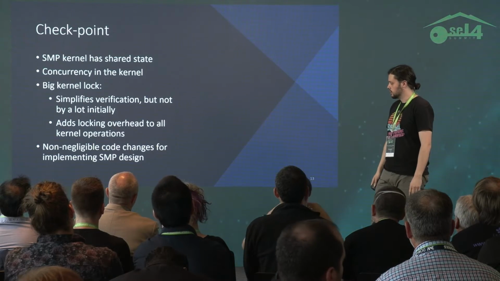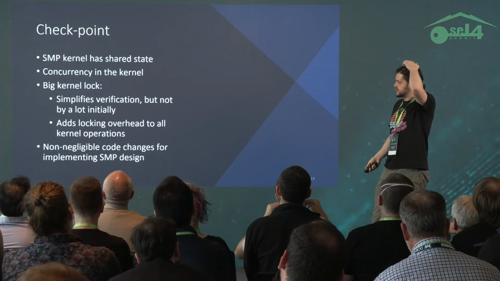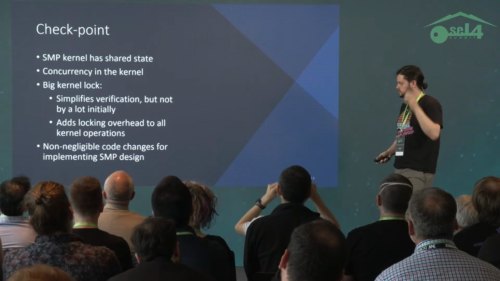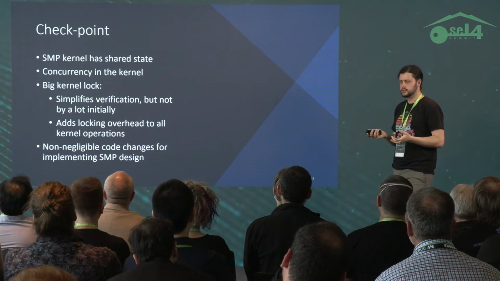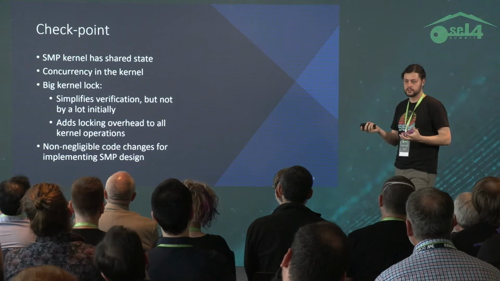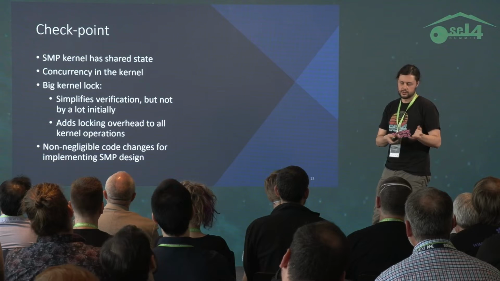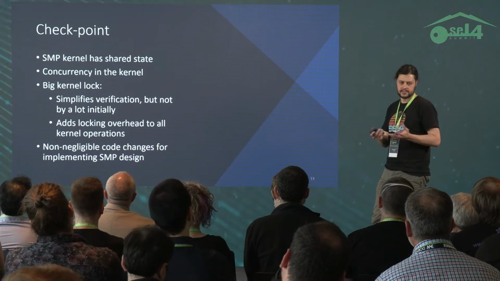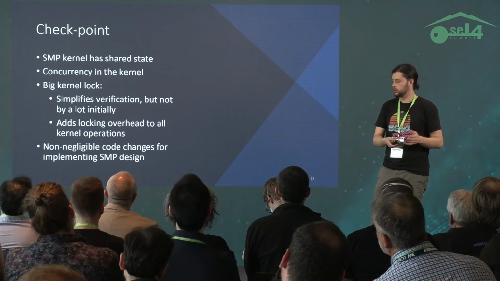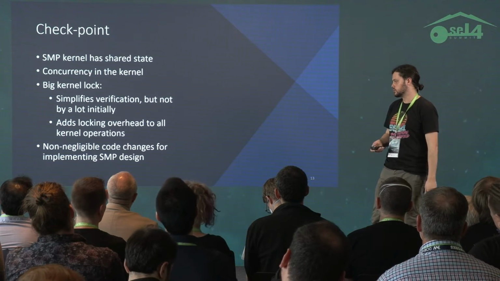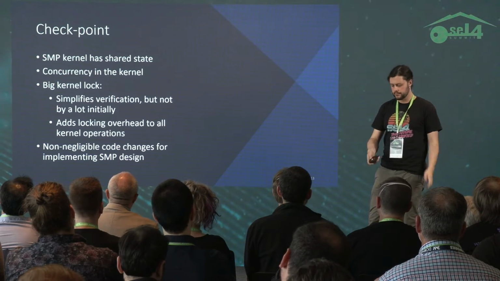So, time check. So basically, SMP kernel has shared state. There's concurrency in the kernel. The big kernel lock does simplify verification, but not by a lot initially, because there's still going to have to be all of this work to build the concurrent proving framework. It does add locking overhead to kernel operations. Gernot mentioned that they were going to be looking at ways to address that with the reader-writer lock, but that's going to come after there's already a proven big lock kernel. And then non-negligible code changes as well for implementing this SMP single system image design.